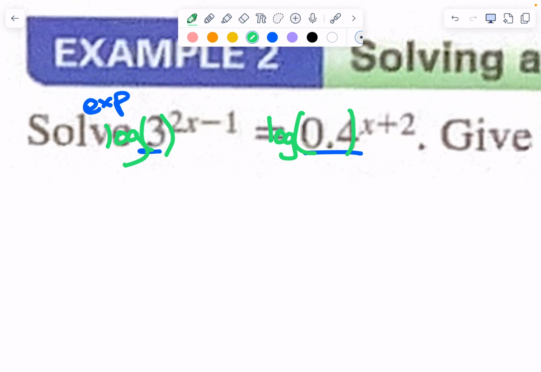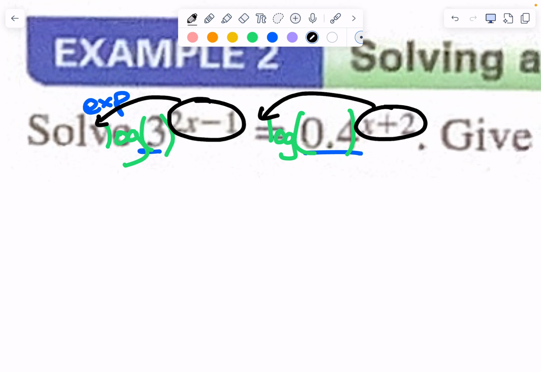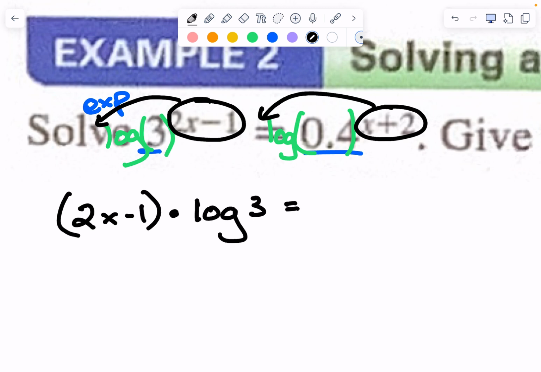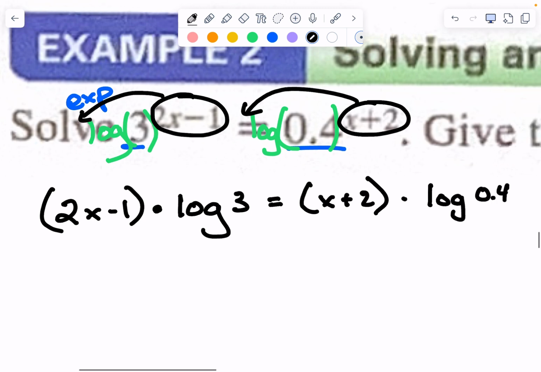Now what do I do? Bring all the back things to the front. Absolutely. So this 2x minus 1 comes down in front, and this x plus 2 comes down in front. So 2x minus 1 times log base 10 of 3 equals x plus 2 times log base 10 of 0.4. That's what it looks like.